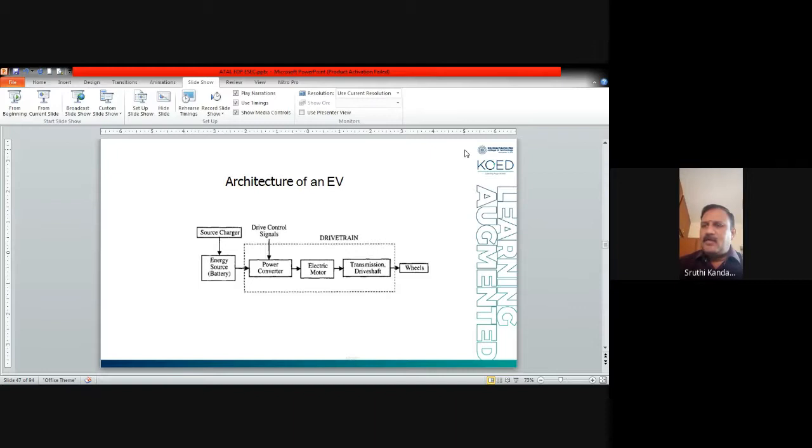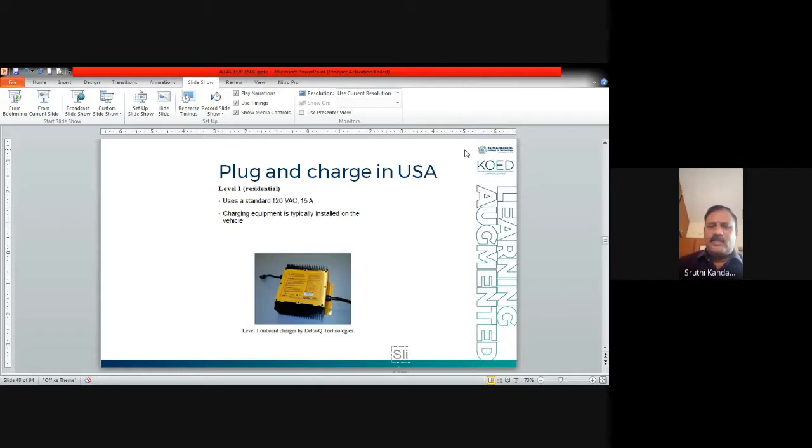Here is the drive control signal. The PWM of the power converter can be controlled by the accelerator. When we give acceleration, automatically the PWM controller increases, the duty cycle is improved, and the voltage generated at the power converter output is also higher. The electric motor speed will go up, and that is transferred to the drive shaft and wheels. So this is the architecture of an e-vehicle.